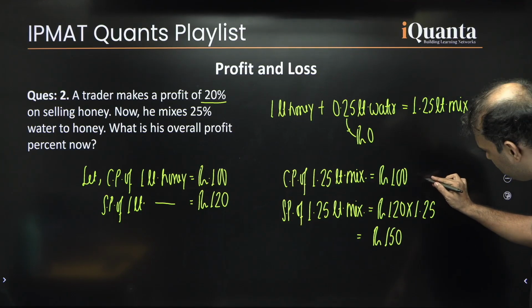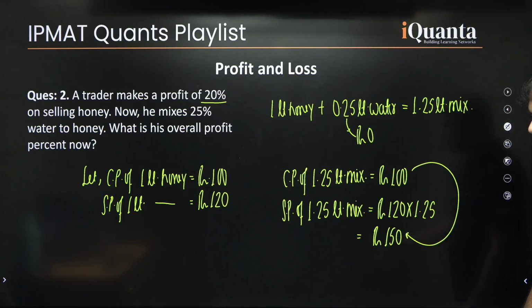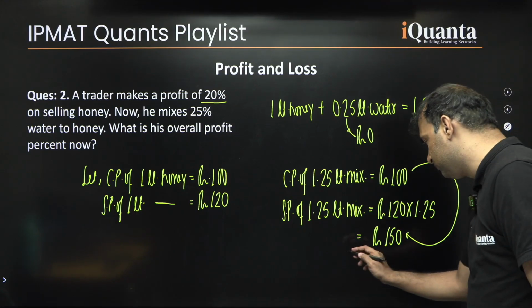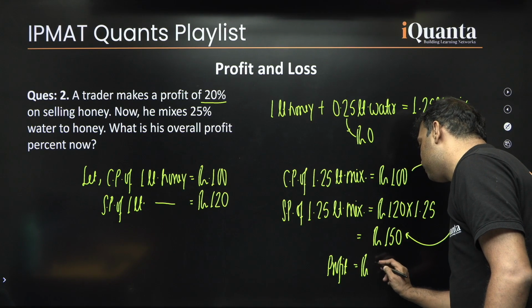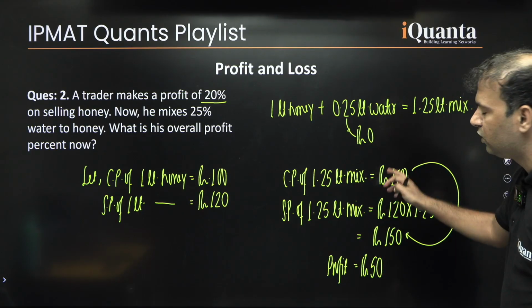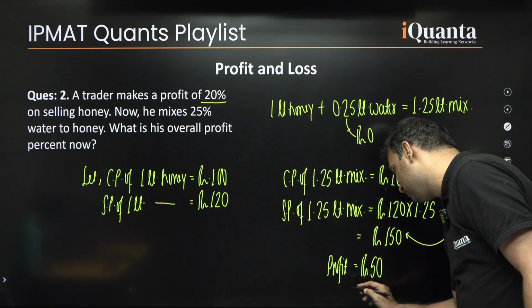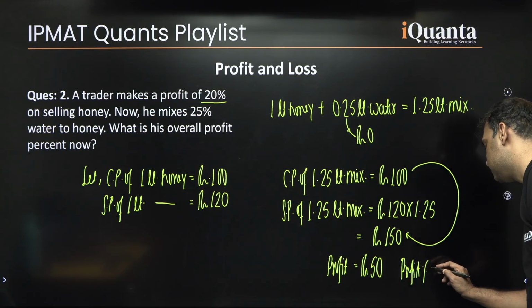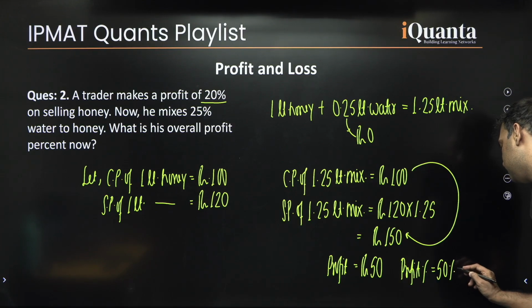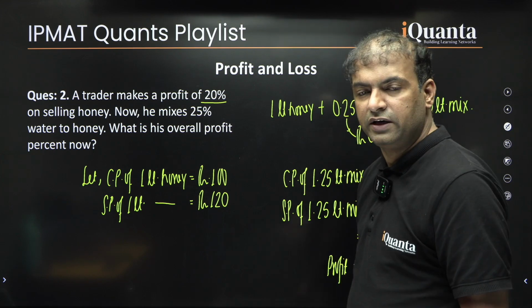So guys, the cost of this mixture is 100 and the selling price is 150. So obviously there is a profit of 50 rupees. And what about the profit percentage? Profit percentage is also 50 because the cost is 100. That is again the benefit of assuming the cost is 100. So the profit percentage is 50%. These are some very basic problems to understand the concept of mixing in profit and loss.